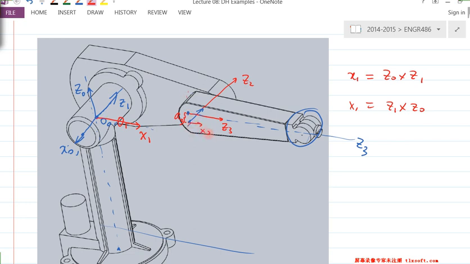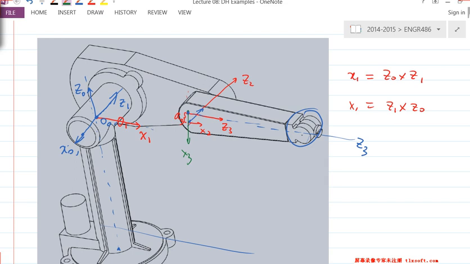But let's finish. So Z3 now, and then Z4, the fifth joint. Z4 is causing the motion of that piece here, through that joint. So let's make sure it's consistent to that direction, Z2. So we're going to draw lines like that. This is Z4 here, the direction of Z4.